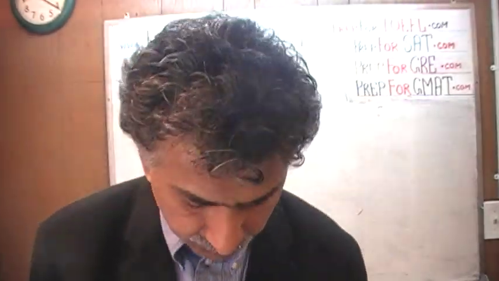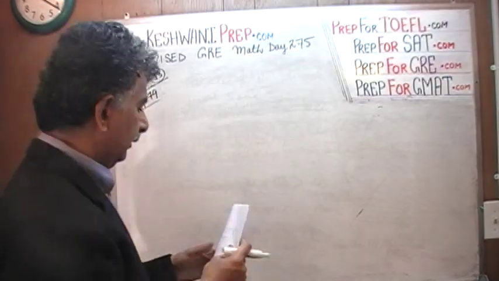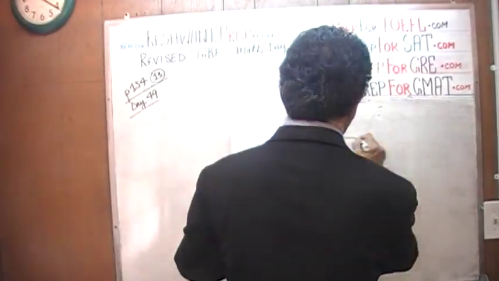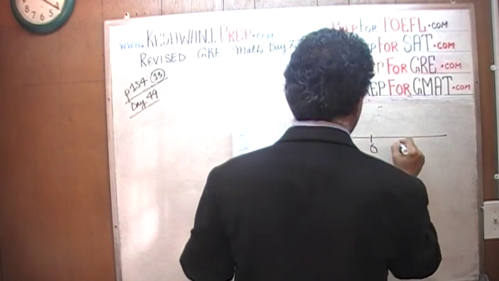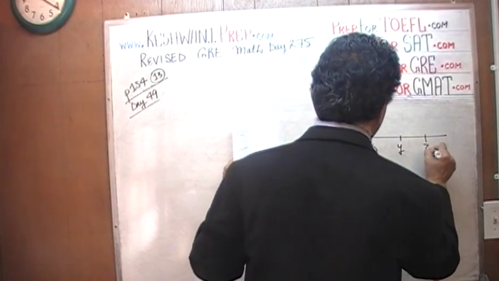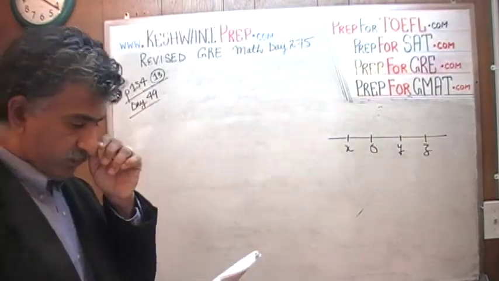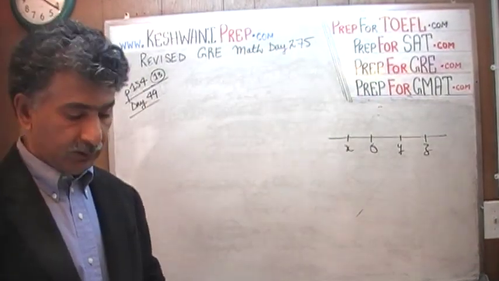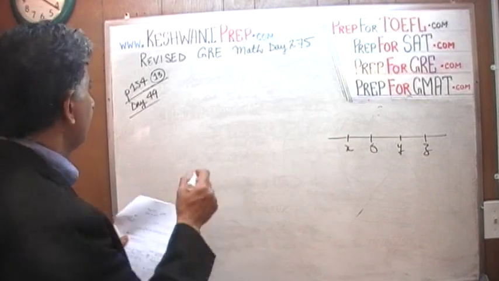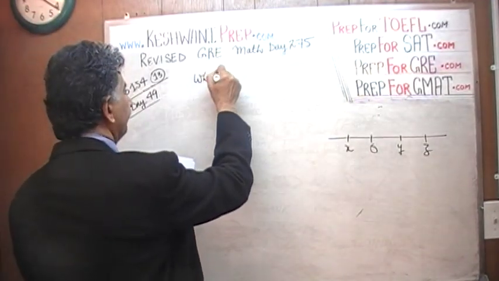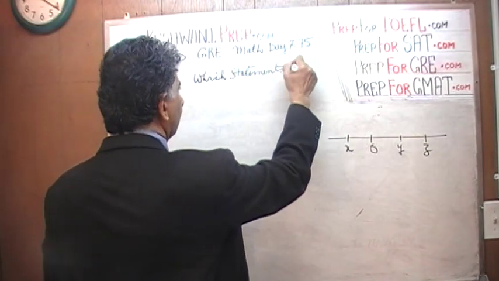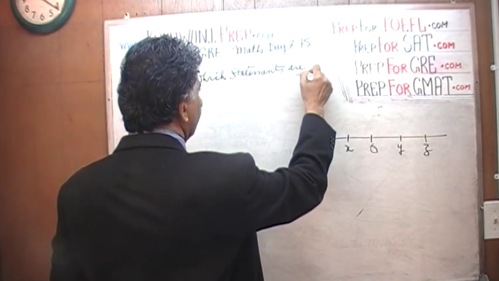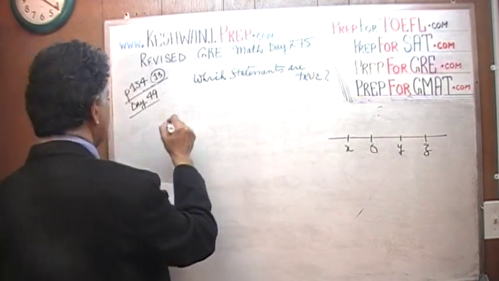The next question is actually a fairly straightforward question. We are given points that are located in a number line. Here is our 0, here is our x, here is our y, and here is our z. And the question simply is, which of the statements that are given to us are true? Which statements are true? Let's look at statement A.